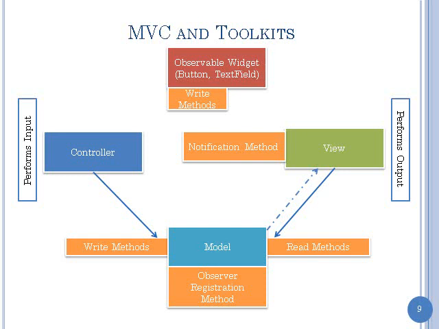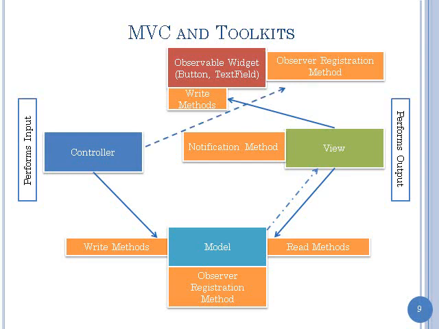Okay. And now who's going to observe the observable here? So the view goes and calls the write methods. And our observer of the widget is my controller. And the controller goes and says, I'm interested in events from you. Okay? So there's a standard observer registration method that a widget has that the controller can invoke. Okay? So we have two observer relationships. These dashed arrows are going from the model to the view. The view observes the model, and the controller observes the widget.